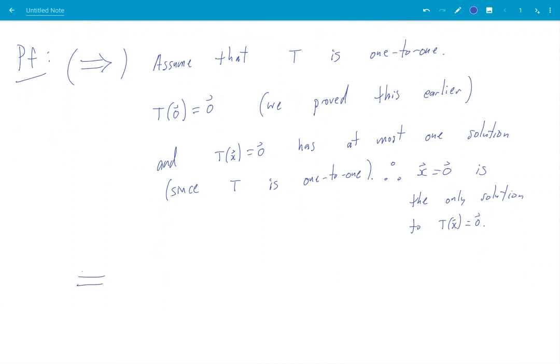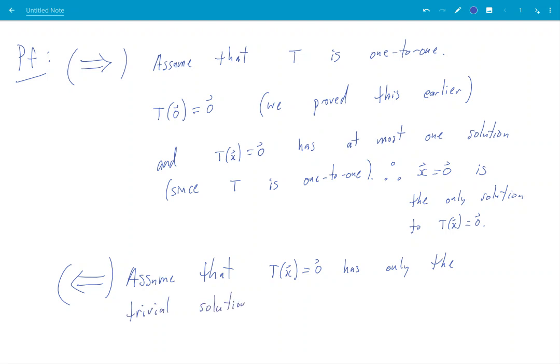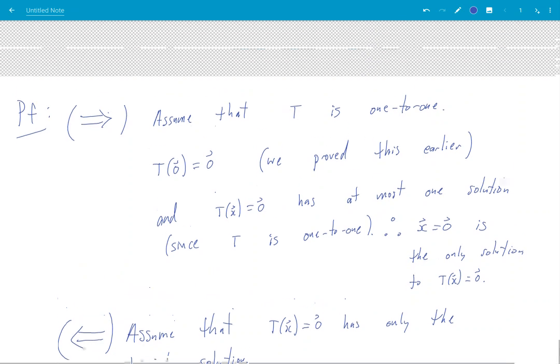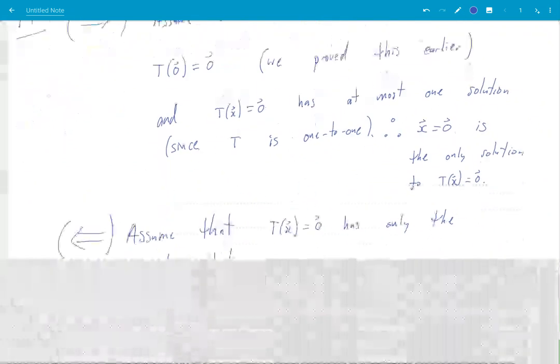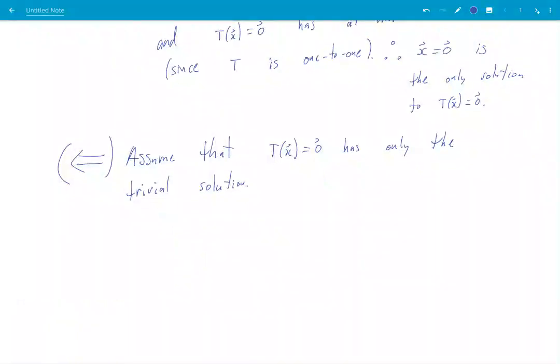Okay, how about the other way around? Now I'm going to assume that T of x equals 0 has only the trivial solution. Okay, I want to start from that assumption and prove that T is 1 to 1. So how am I going to do that? Well, fancy tricks.